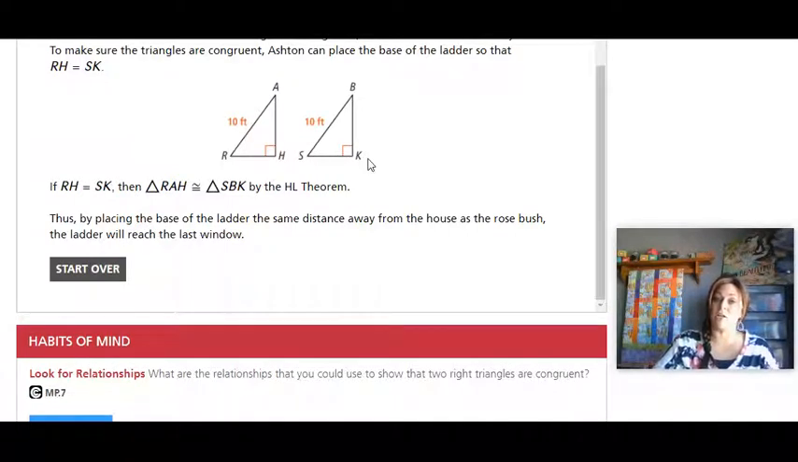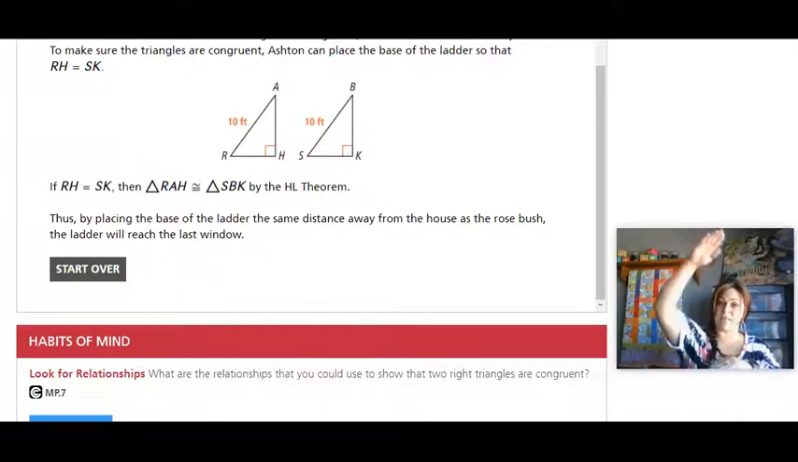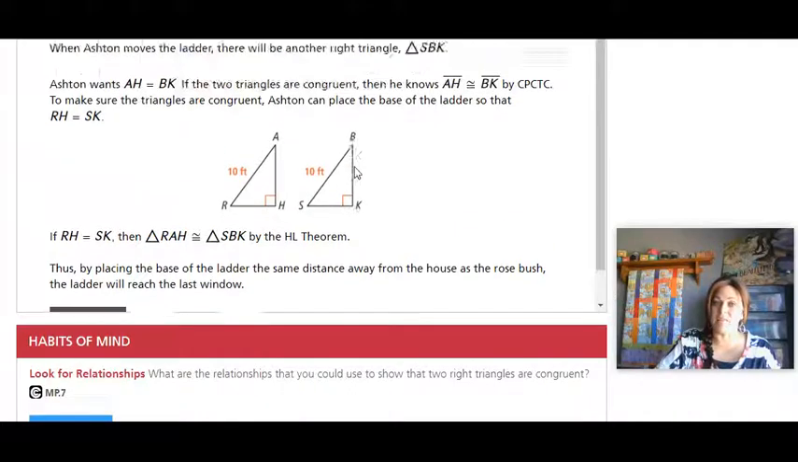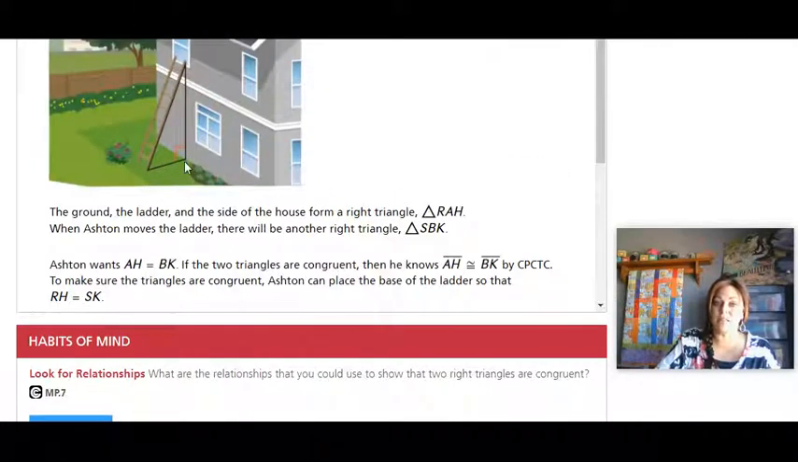And we could create congruent triangles, which means I'm not measuring straight up from AH to BK because that's the height of the window. That's already like a set measurement. What you're figuring out is from RH, that distance needs to be the same as SK. So the distance he puts the ladder away from the wall needs to be the same over here as well.